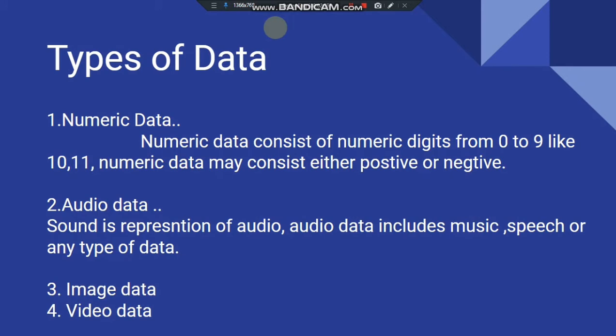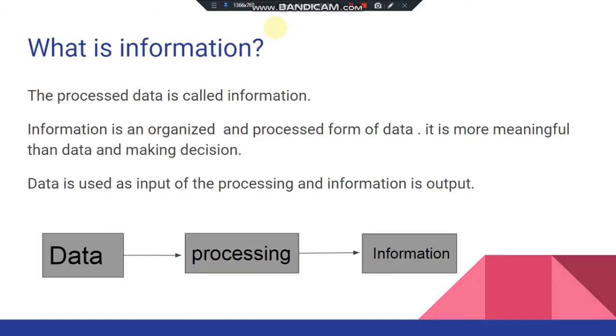And we have image data. We see and use pictures, we capture pictures, so it is image data. We have video data: when we organize these pictures in a proper way and the pictures are animated, they become a video, so it is called video data. We have discussed that raw facts and figures are called data, and data includes whatever we use in our daily life, like my name, my father's name, my address.